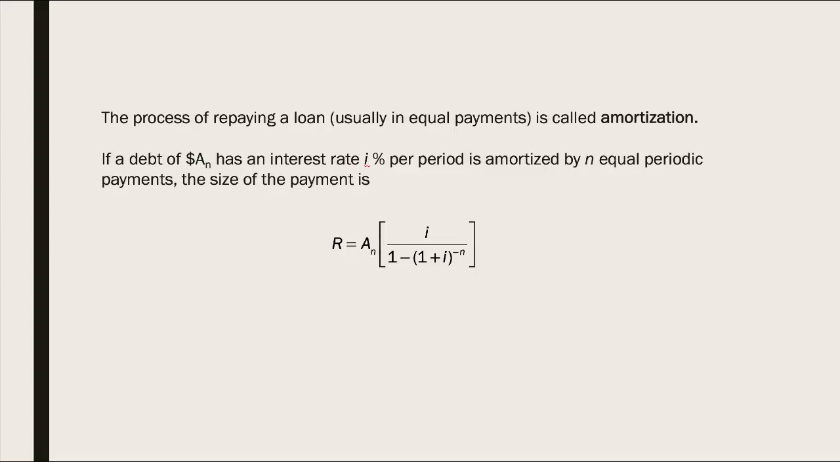So a bank is purchasing an ordinary annuity from a borrower that pays a fixed payment at the end of each period. That's what it means to have a loan that's amortized.